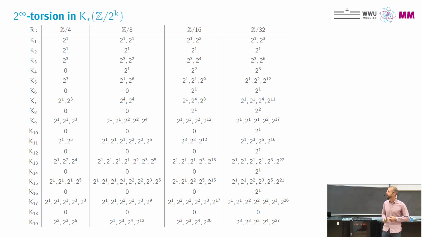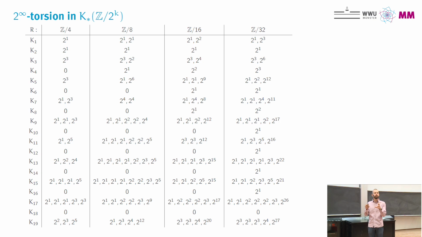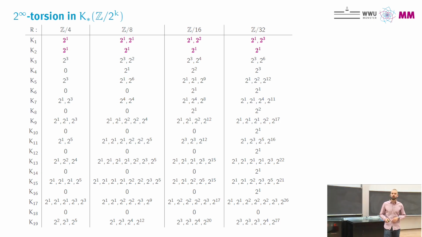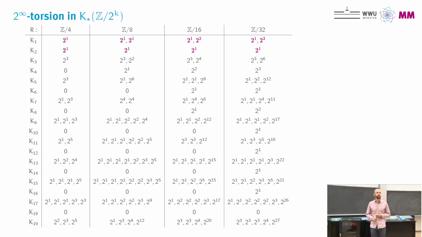For example, if we have something like 2^4, 2^4, that means the group is Z/2^4 plus Z/2^4. So there you have the tables. And I want to highlight two things. The first thing is, what was known previously are the things that are highlighted now, the first 2 rows. And I guess in the literature there was also a little bit about K_3, but it turned out these results were slightly incorrect, so we had to correct them.